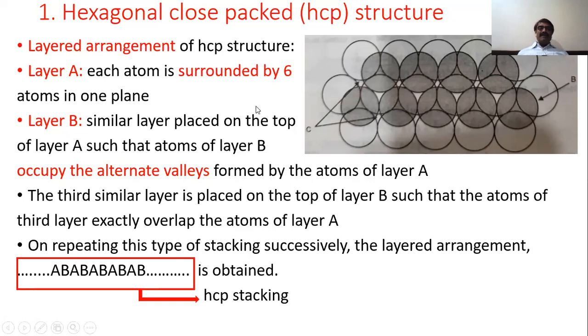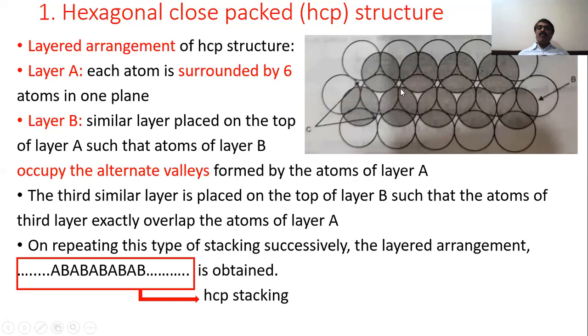Now, you will find that another layer B is arranged in such a way that the atoms of layer B occupy the alternate valleys of layer A. So this is the atom, this is the atom, these are the 3 atoms of layer A, and this valley created here is occupied by the atom of the next coming layer, that we call layer B. So alternate valley, then this valley is occupied, this valley is occupied, and then this valley is occupied.